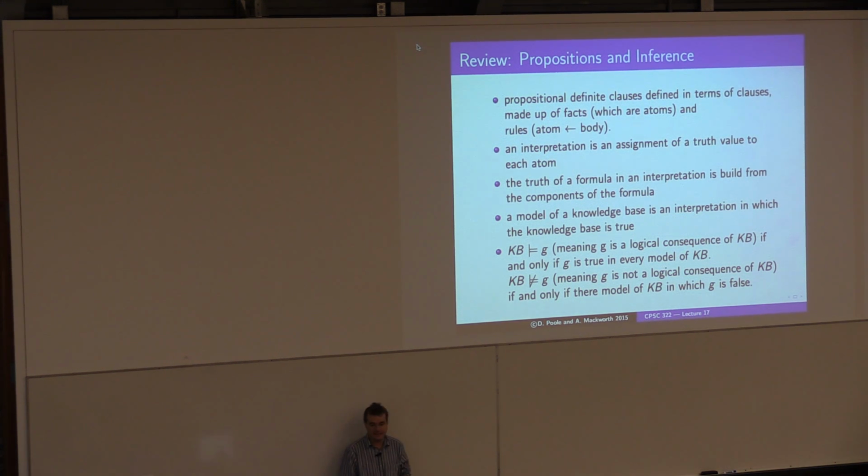So all the time we're going to say is something true in an interpretation, we're breaking it down as to whether its parts are true. So if you remember truth tables you did in one of your first year courses. A model of a knowledge base is an interpretation in which the knowledge base is true. And this knowledge base logically entails G, or G is a logical consequence of KB with this funny symbol, if and only if G is true in every model of this knowledge base, or the other way around, that G is not a logical consequence of this knowledge base, if and only if there's a model of the knowledge base in which G is false. Okay, that's what we did last time.